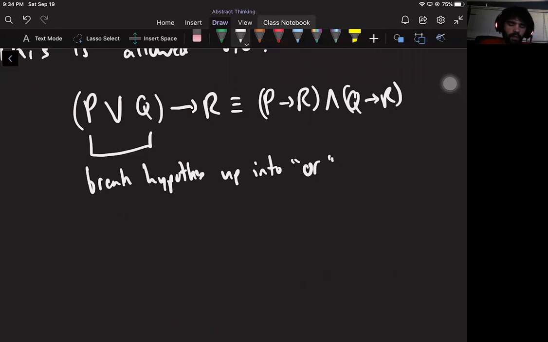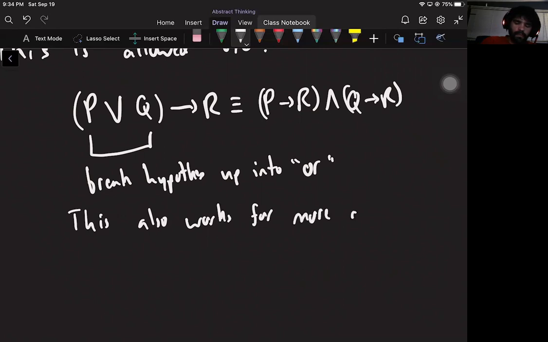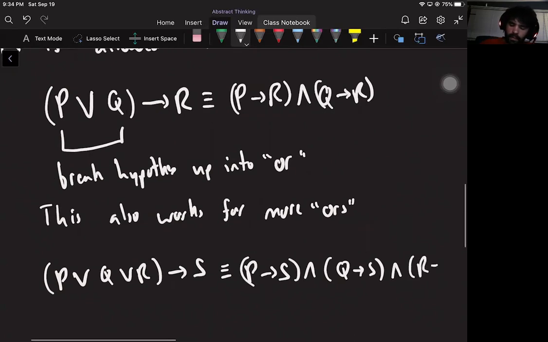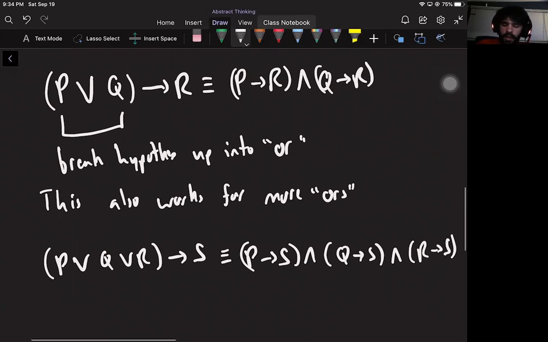And you can extend this to more OR pieces. So this also works for more ORs. So if you say, I'm gonna run out of letters, but P or Q or R, what's the next letter? S, then that's gonna be the same as doing each one. P implies S, and Q implies S, and R implies S. But it's really just the same idea of the hypothesis being broken into all possible cases.